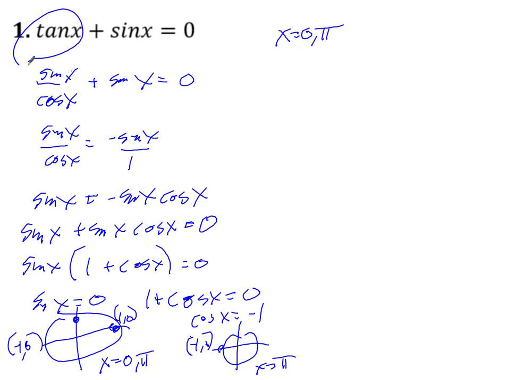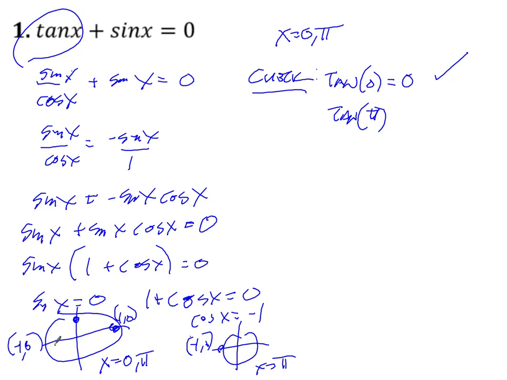Now, because we have tangent in our original equation, sometimes tangent is undefined. So what we have to do is check our solutions with tangent. Now, sine is never undefined, so it can have any value with sine. But with tangent, we have to check 0 and pi to make sure we don't get undefined. So tangent of 0, remember it's sine over cosine, so that'd be 0 over 1, which is 0, so that works out okay. And tangent of pi would be 0 over -1, because it's sine over cosine. That's going to be 0 as well, so those both work out. So therefore, 0 and pi are valid solutions.